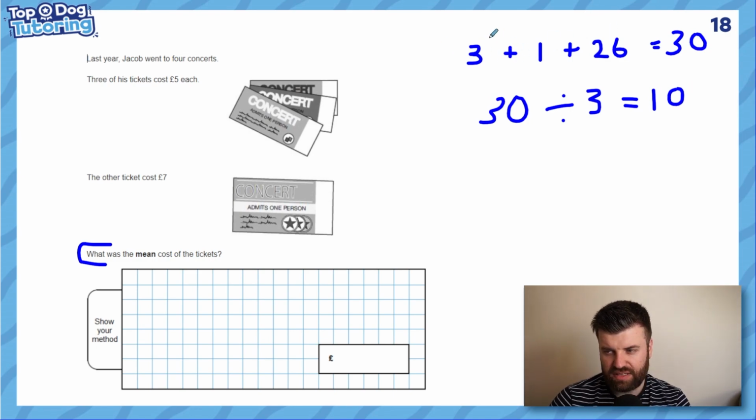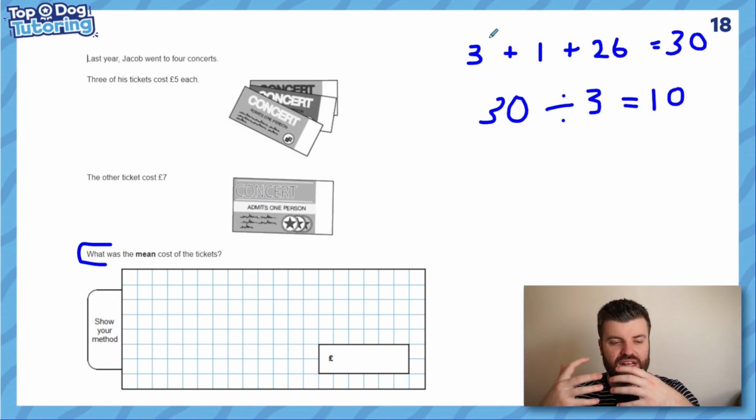Did someone eat 10 cream eggs? No, that's why it's just an average. Okay, so an average isn't going to be exactly what everyone eats, but it's what happens when we collect everything together and share it out equally.